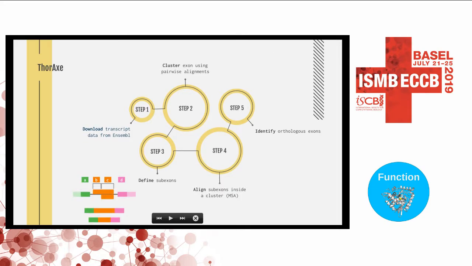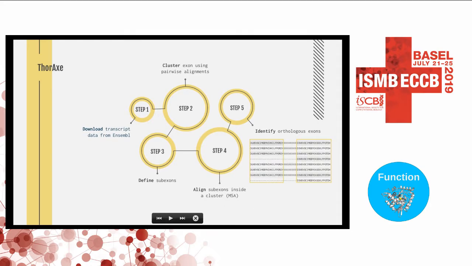These exons are further divided into minimal non-redundant units that we call subexons. For example, here in the orange, we have two orange exons that share some sequence. So we define two subexons, one for the shared part, another for the part that is unique to the first exon. So we can represent each exon as a combination of subexons, and we concatenate these subexons taking into account the genomic coordinates and perform a multiple sequence alignment for all the species in the dataset. And this multiple sequence alignment is further analyzed in order to detect the orthologous exons.